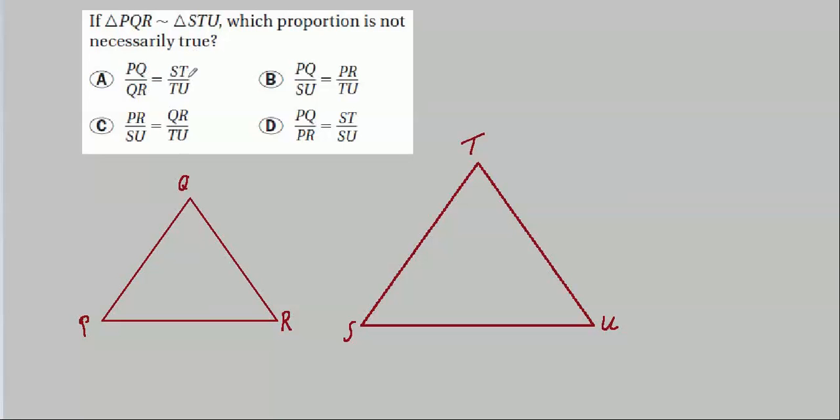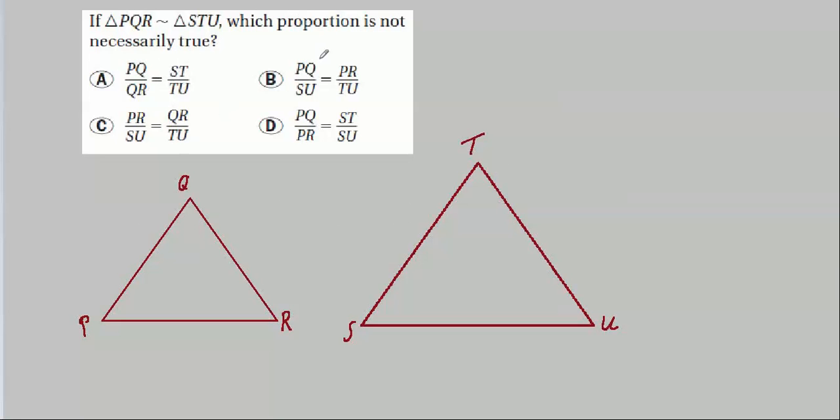Now PQ over ST, that would be this length over this corresponding length, and QR over TU, well, that's this side over this side. And so that would be true. So this is just a rewrite of PQ over ST equals QR over TU, then we swap the means and we end up with this expression. So this would necessarily be true, even though right off the bat it doesn't look like you would know this from the fact that they're similar. You just have to recognize that this is a true statement where the means have been interchanged.